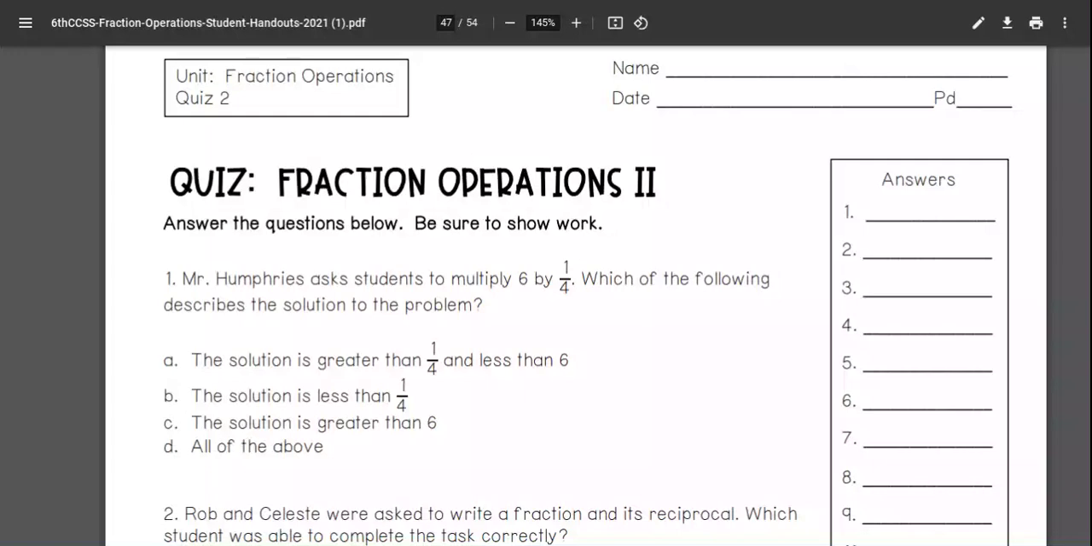This is the Fraction Operations Quiz 2 review. I'm going to go through each of these questions and each of the steps to getting the correct answers.